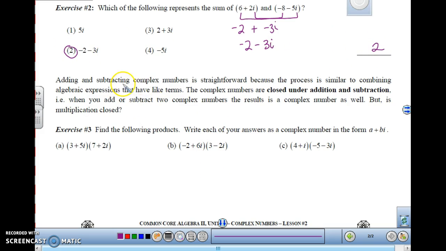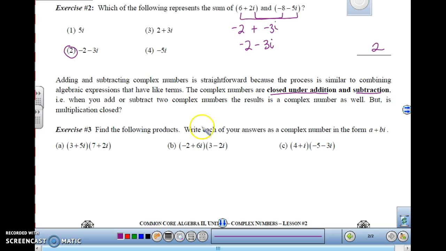Okay, now adding and subtracting complex numbers is very straightforward because the process is similar to combining algebraic expressions that have like terms. The complex numbers are closed under addition and subtraction. Basically, if you add or subtract two complex numbers, you're going to end up with a complex number. But let's look at multiplication. Is multiplication going to be closed? Well, let's take a look at what we have here.